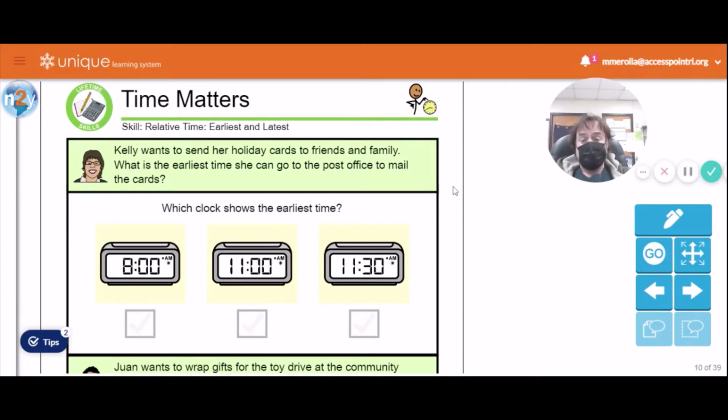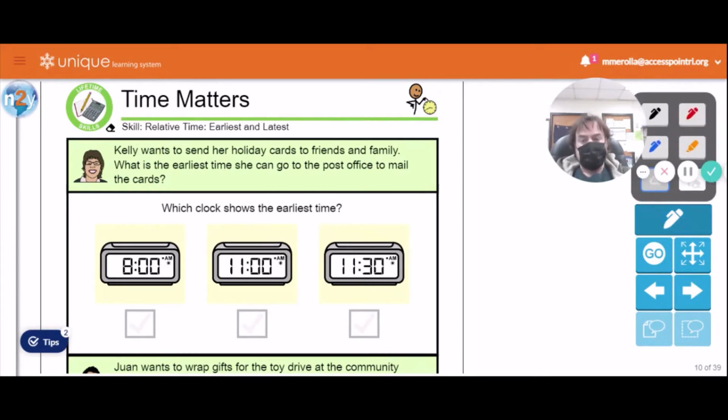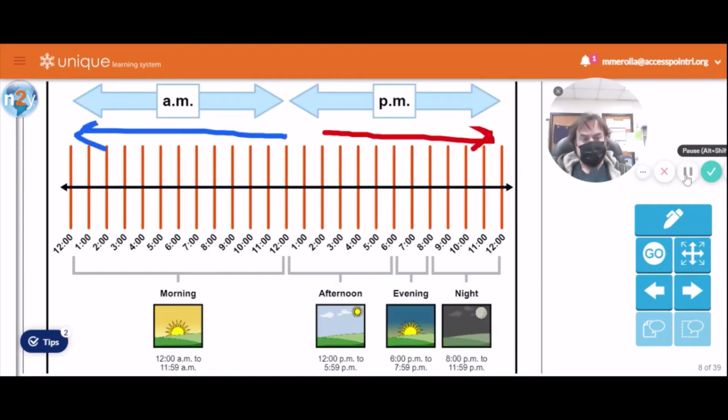Okay, on the next page we are back to Kelly, and Kelly wants to send her holiday cards to friends and family. What is the earliest time she can go to the post office to mail the cards? Or she could just use email with electronic cards, but she wants to do them by hand in the mail. Okay, so what clock shows the earliest time? Is it 8 a.m., 11 a.m., 11:30 a.m.? What's the earliest? Let's see.